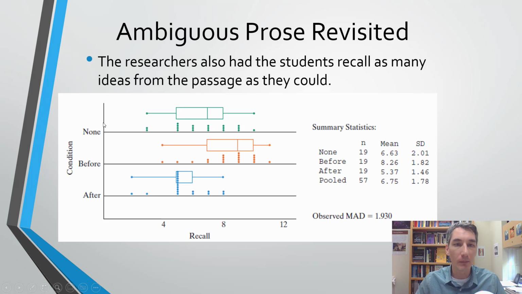In the data here, remember, this group read the text but never saw the picture. This group saw the picture before they read the text, and you can see that they're recalling more details. And this group saw the picture after they read the text. The none group had an average detail recollection of 6.6, the before group had an 8.2, and the after group had a 5.37. So you can see there is some difference in these means, but you can also see the standard deviations are given there, and we'll use that information when we do the ANOVA test.